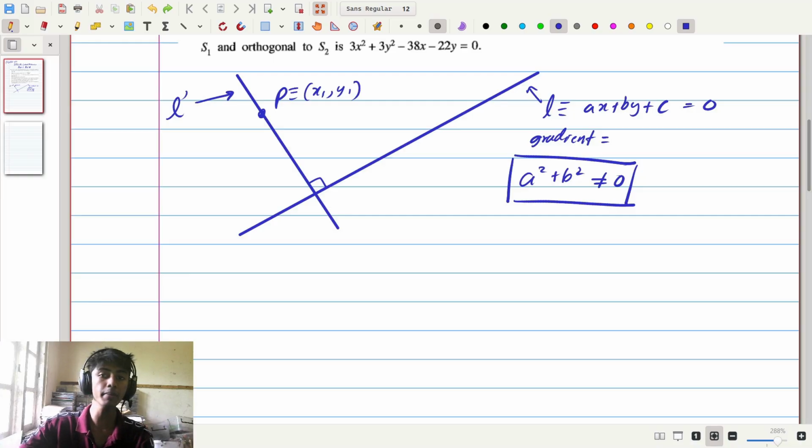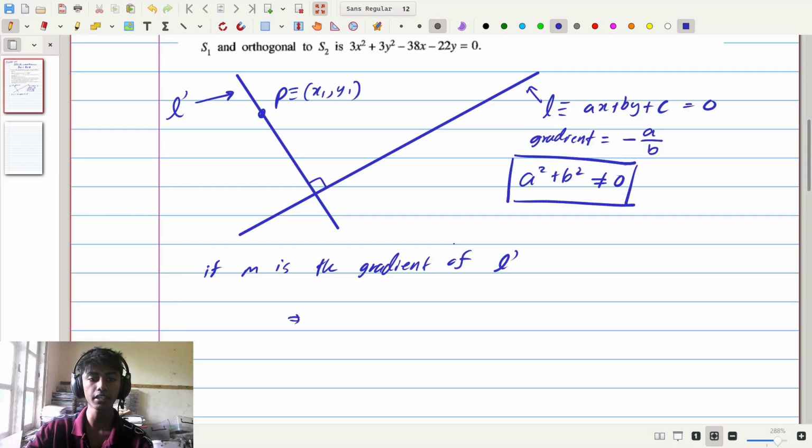Therefore, the gradient, the term in front of the x in the y equals mx plus c form, is going to be minus b over a, or rather minus a over b. I apologize for my mistake. Minus a over b. Now, given this, we know that the gradient multiplied by the gradient of L dash must be equal to -1. And therefore, we can say if m is the gradient of L dash, we can say directly m times negative a over b is equal to -1.